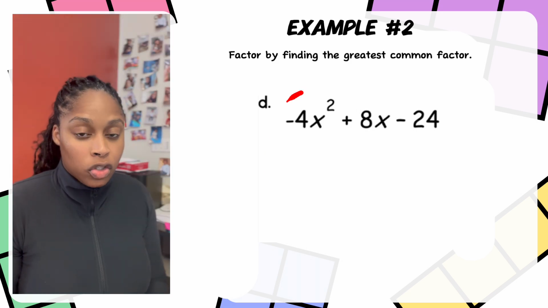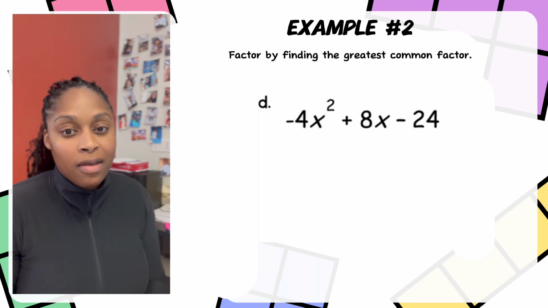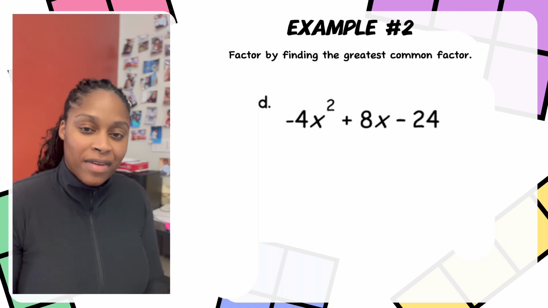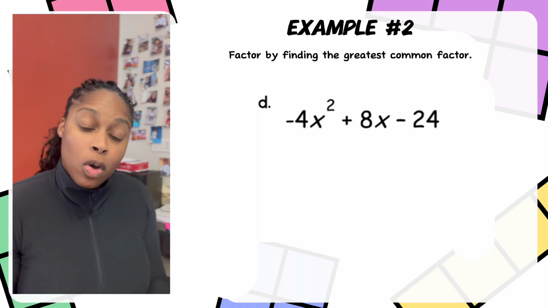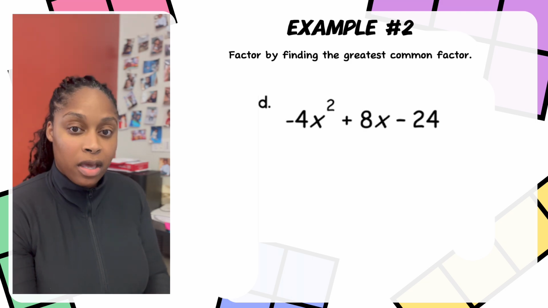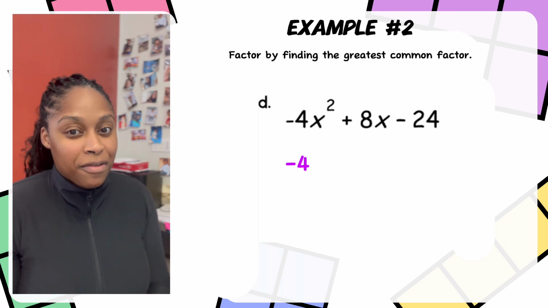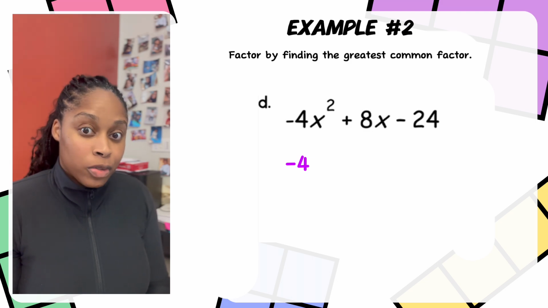We see that our leading term is negative, which means that we need to take out a negative common factor. So looking at our numbers, we have negative 4, we have 8, and then negative 24. So the biggest number that I can take out from all three terms is going to be that negative 4. Looking at my variables, I see that my last term does not have a variable, which means we cannot take out any x's. So all of my variables are going to stay the same.